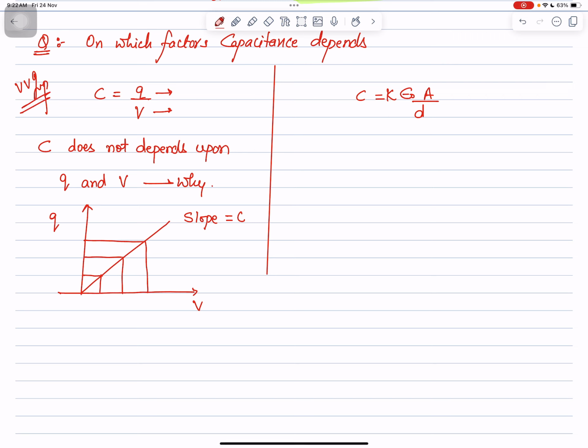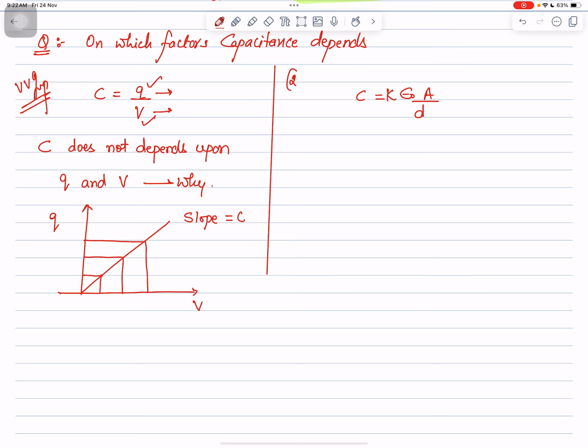So guys, you need to listen to this two to three times so that you can answer this question. There is no change in the value of capacitance when the value of charge or potential difference increases or decreases, because the ratio, the division of charge and potential, always remains the same.